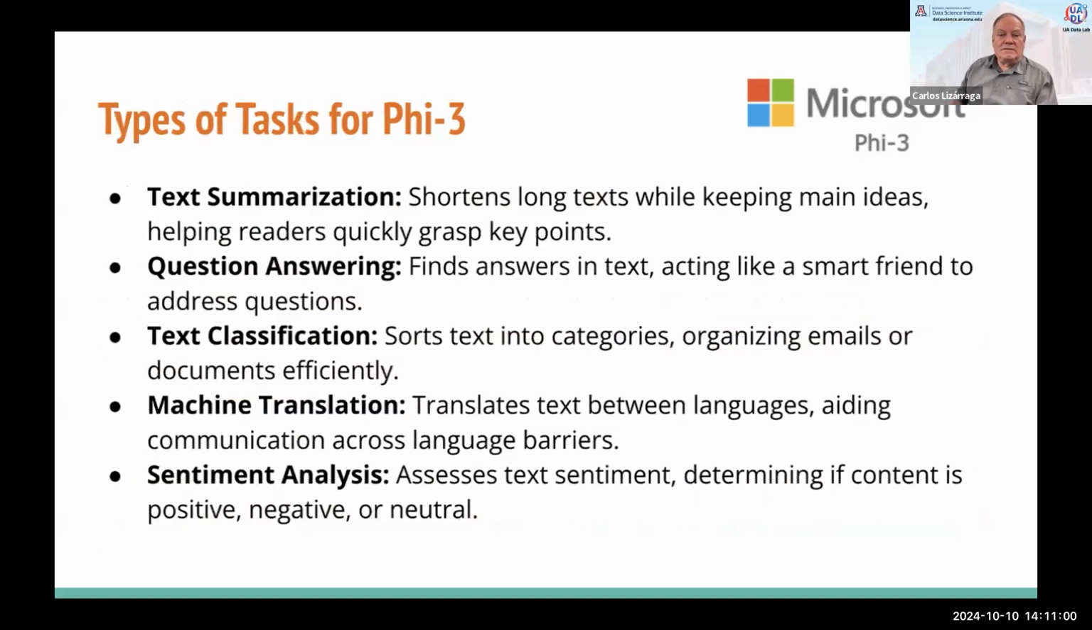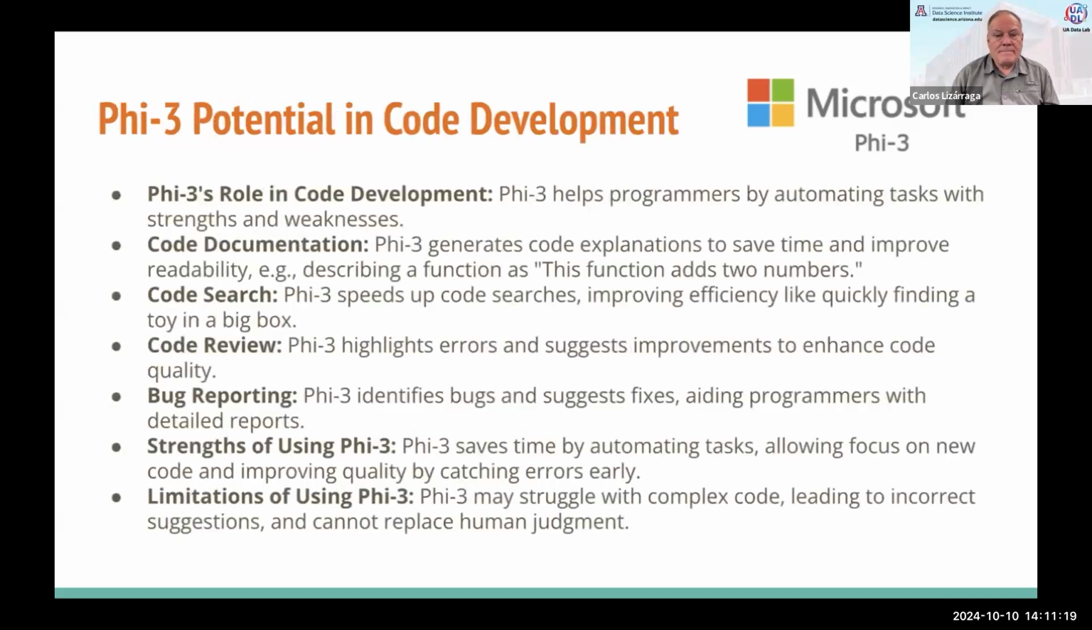And the types of tasks that Phi-3 can be applied to are text summarization, question answering, text classification, machine translation, and sentiment analysis. So those are tasks that are done in natural language processing. Another thing that Phi-3 can be used for is code development.